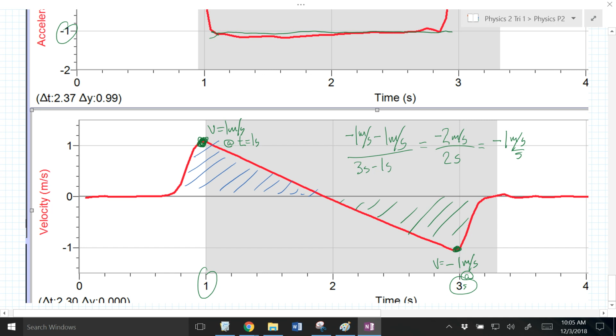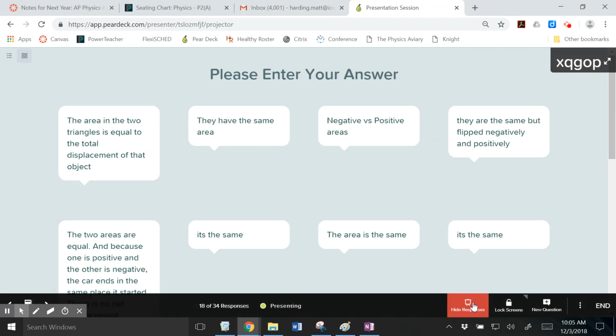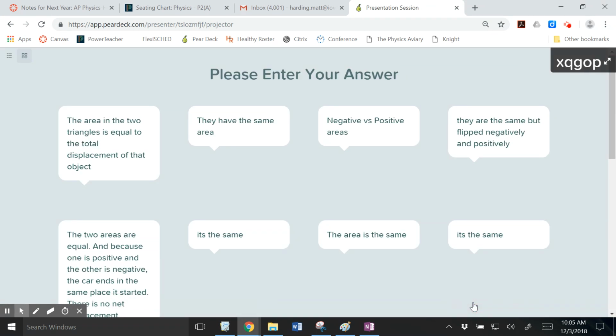All right, let's see what our friends had to say about those areas. They have the same area, negative versus positive areas. The areas in the two triangles is equal to the total displacement of the object. They are the same but flipped negatively and positively. Two areas are equal because one is positive and the other is negative.